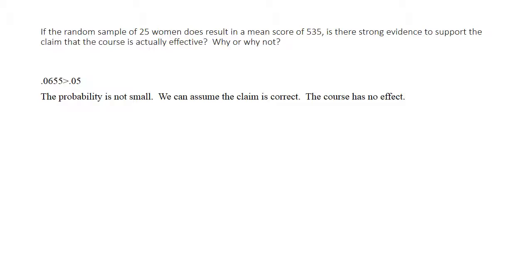The fourth part of the question states, if the random sample of 25 women does result in a mean score of 535, is there strong evidence to support the claim that the course is actually effective? Why or why not? Since the probability 0.0655 is greater than 0.05, the probability is not small. We can assume the claim is correct. The claim is the course has no effect.